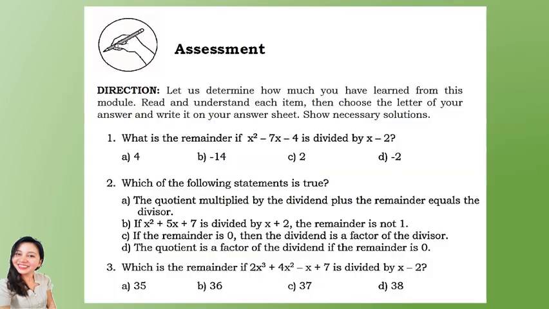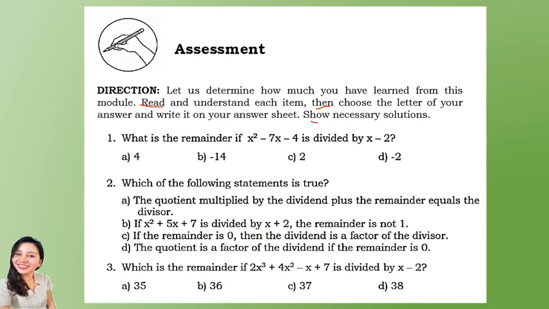And then, you answer the post-test or the assessment. It has 15 items. Again, read and understand each item, then choose the letter of your correct answer and write it on your answer sheet. And then, show the necessary solution. For number 1, there should be a solution, like finding the remainder. Number 2 as well.